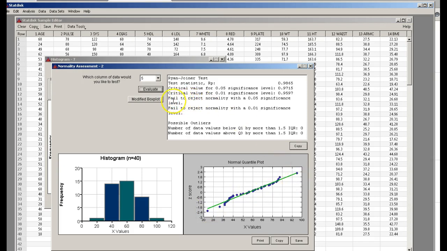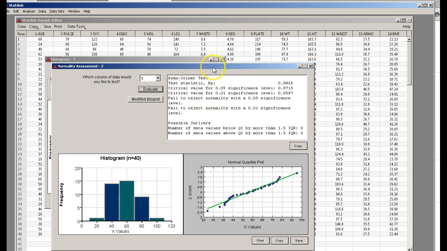We also have the option up here, the Ryan-Joiner test. We have what is essentially a hypothesis test that we'll learn about later. But where it says fail to reject normality, that essentially says don't reject normality. So we could say we accept normality. We assume that it is roughly normal. So if it says fail to reject normality, then we can say yes, it's roughly normal.